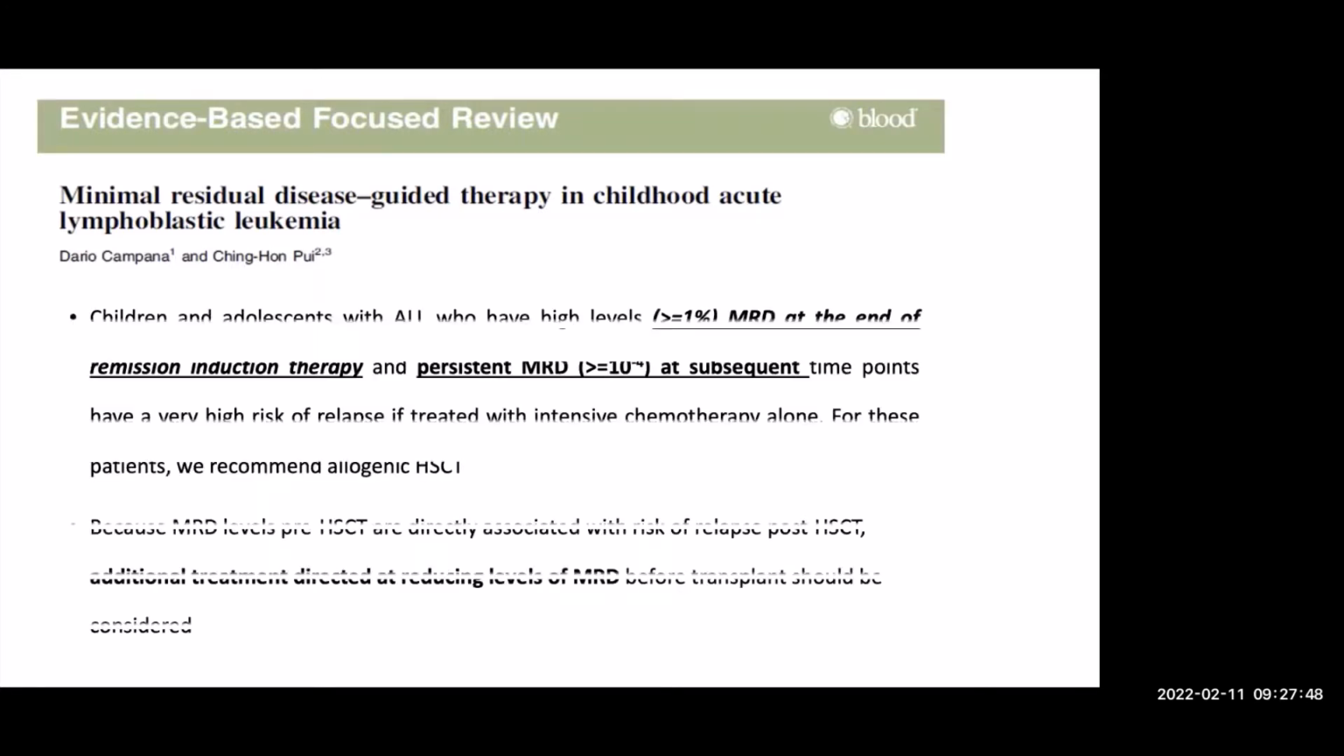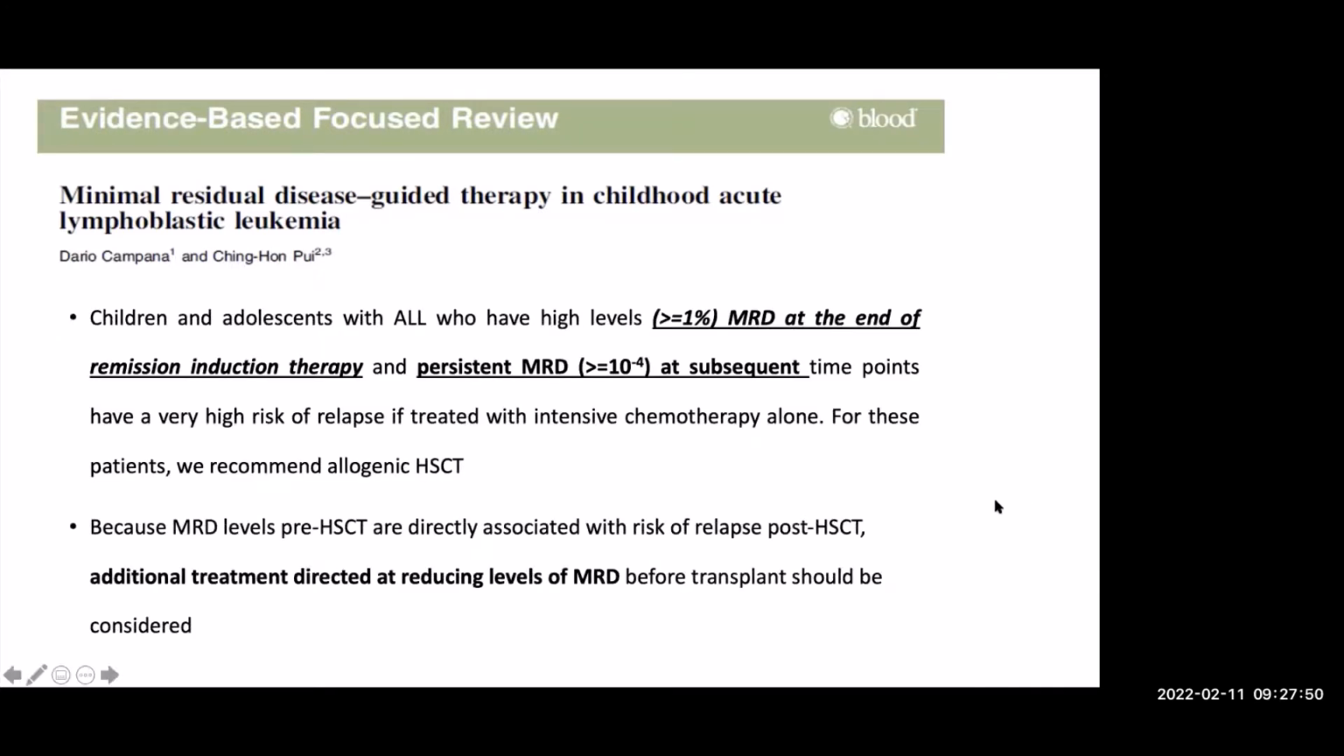So based on this, in children with acute T-cell lymphoblastic leukemia, a patient who has MRD positivity at two subsequent points, that is at the end of phase 2, is associated with a high risk of relapse if treated with intensive chemotherapy alone. For these patients, allogeneic stem cell transplant is recommended. And MRD positivity before transplant is also associated with increased risk of relapse, and additional treatment is required to induce MRD negativity before proceeding to transplant.